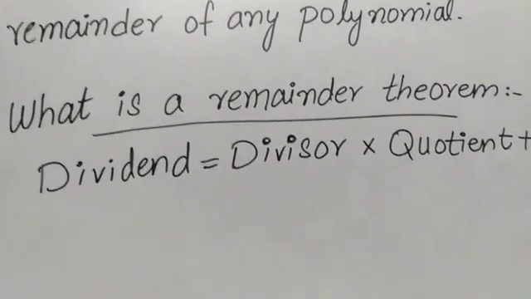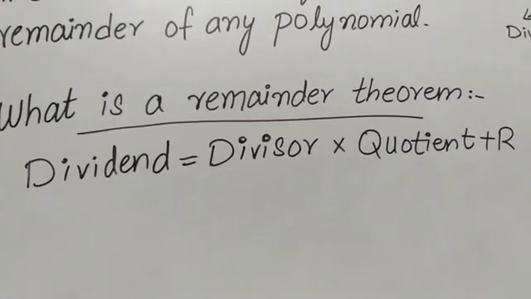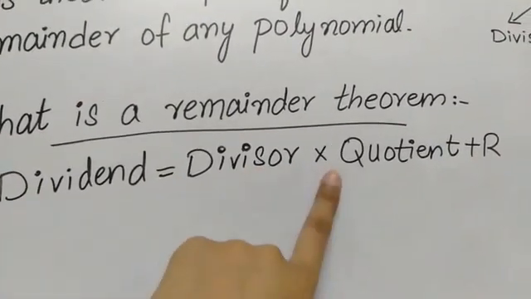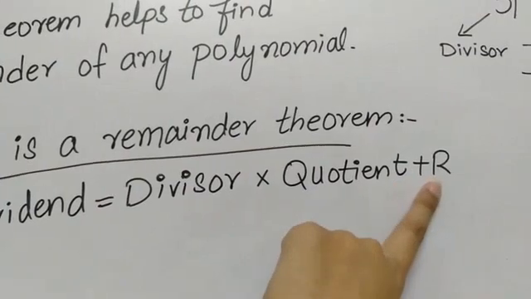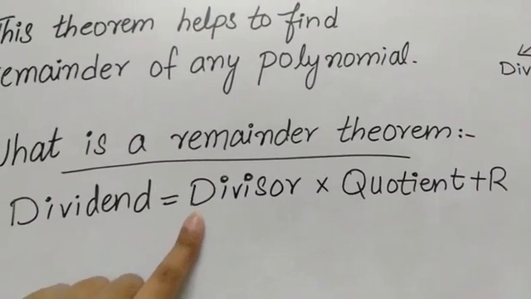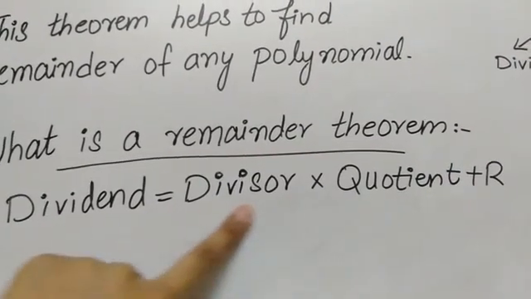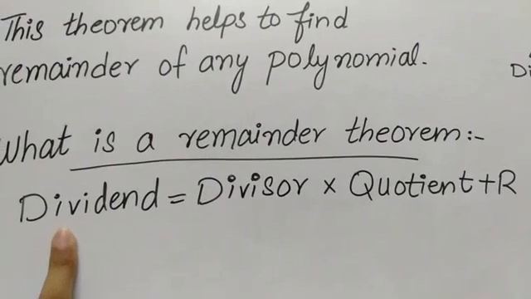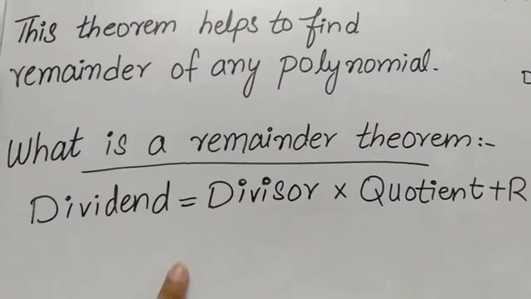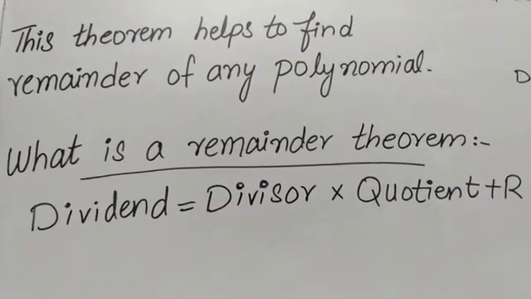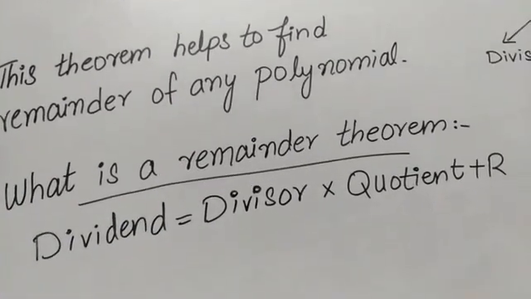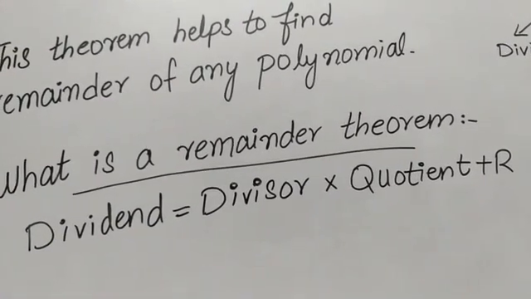Now what is the remainder theorem? This is the main formula for the remainder theorem. Dividend is equal to divisor multiplied by quotient plus remainder. If we want to find the remainder of any polynomial, we have to put the divisor, dividend and quotient in this formula. That's how we can find the remainder of any polynomial. We don't have to do any long division. By this method we can find the remainder of our polynomial easily.